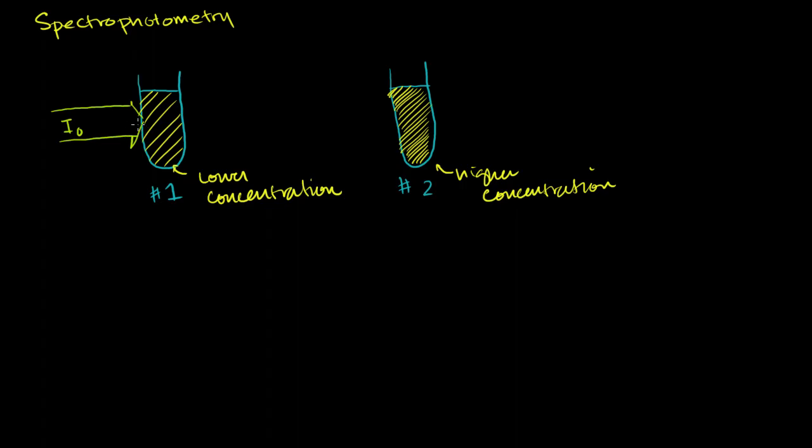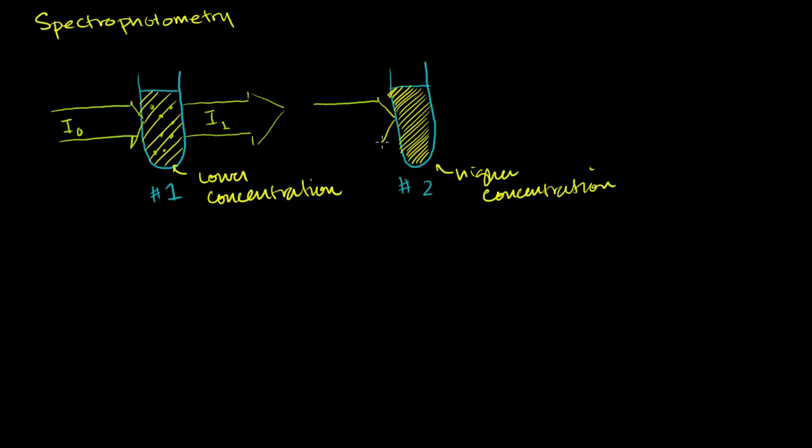Well, some of it is going to be absorbed. Some of this light at certain frequencies is going to be absorbed by our little molecules inside the beaker. And so you're actually going to have less light coming out from the other side, especially less of those specific frequencies that these molecules like to absorb. So you're going to have less light come out the other side. I'll call this I1.